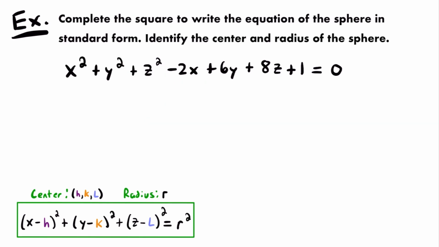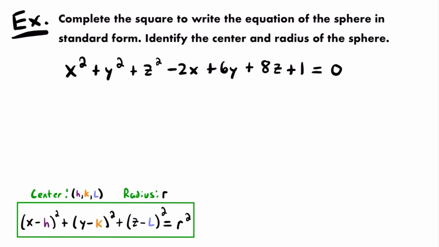Okay, so for this last example, we want to complete the square to write the equation of the sphere in standard form. And then we want to identify the center and radius of the sphere. All right, so if you've worked with circles in the past, this type of problem should be familiar. One of the things that you learn how to do with circles is how to take the equation of a circle and complete the square for x and y in order to rewrite the equation into standard form.